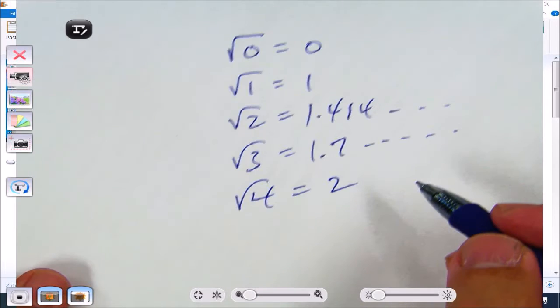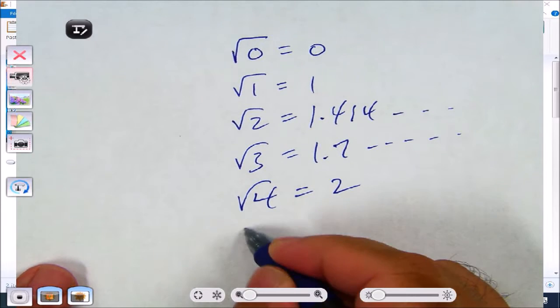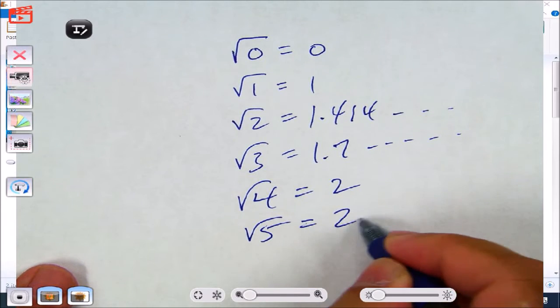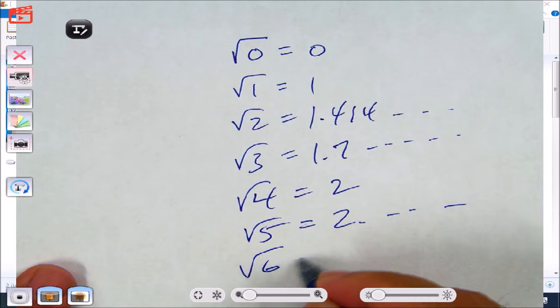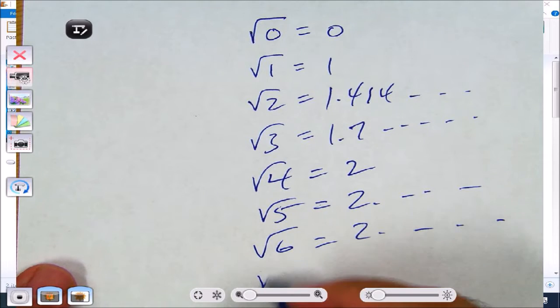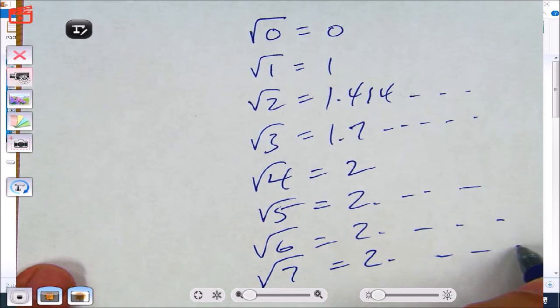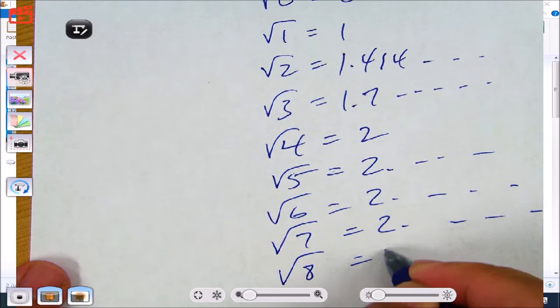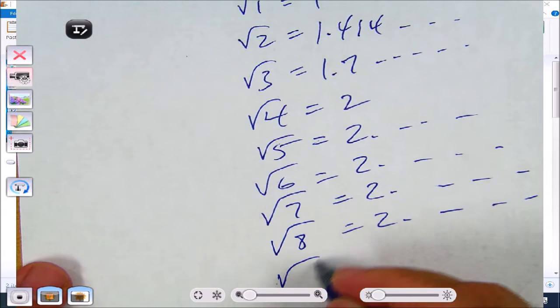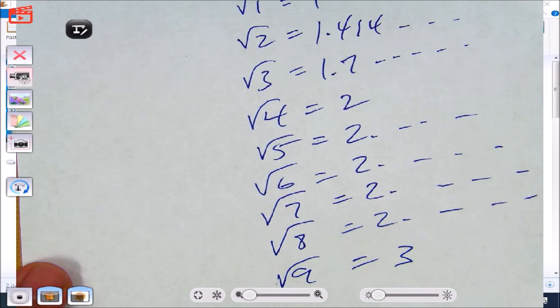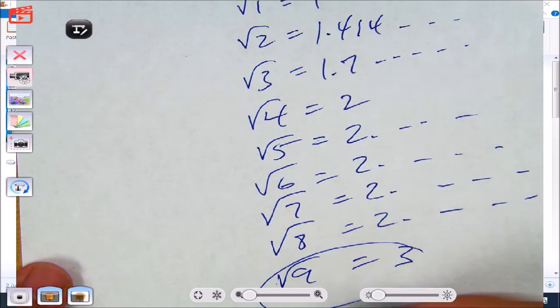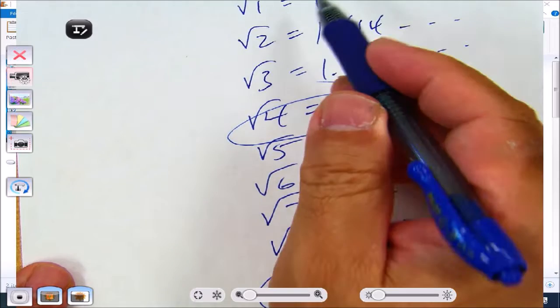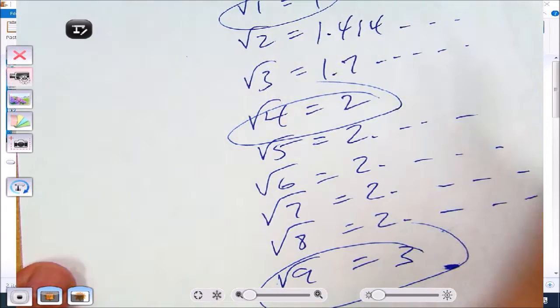What's square root of 5? 2 point blah, blah, blah. What's square root of 6? 2 point blah, blah, blah. What's square root of 7? 2 point blah, blah, blah. What's square root of 8? 2 point blah, blah, blah. What's square root of 9? 3. Okay, so there's not a whole lot of perfect squares.